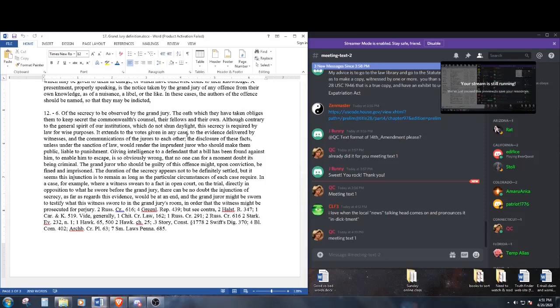Although contrary to the general spirit of our institutions, which do not shun daylight, the secrecy is required by law for wise purposes. It extends to the votes given in any case, to the evidence delivered by witness, and to the communications of the jurors to each other. The disclosure of these facts, unless under the sanction of law, would render the imprudent juror who would make them public, meaning go and tell somebody about them, liable to punishment. So you don't want people running off and telling someone that, hey, there's an indictment coming, you might want to get out of town.